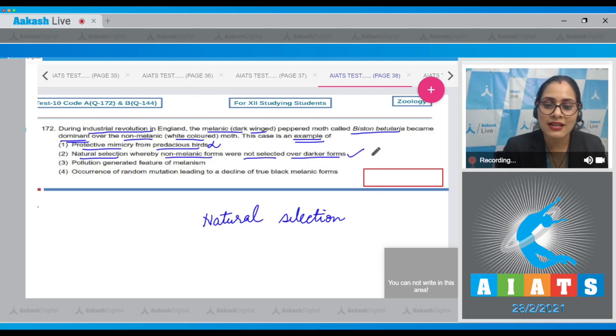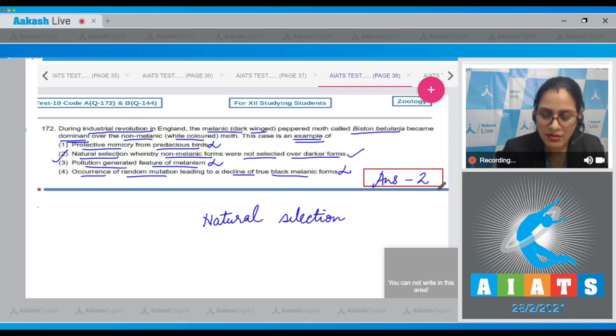Third option, pollution-generated feature of melanism. This is an incorrect answer. These melanic forms are not a pollution-generated feature. The last option, occurrence of random mutation leading to a decline of true black melanic forms, is also an incorrect option, as both melanic and non-melanic forms existed before the Industrial Revolution too. So, the correct answer to this question is option number 2.